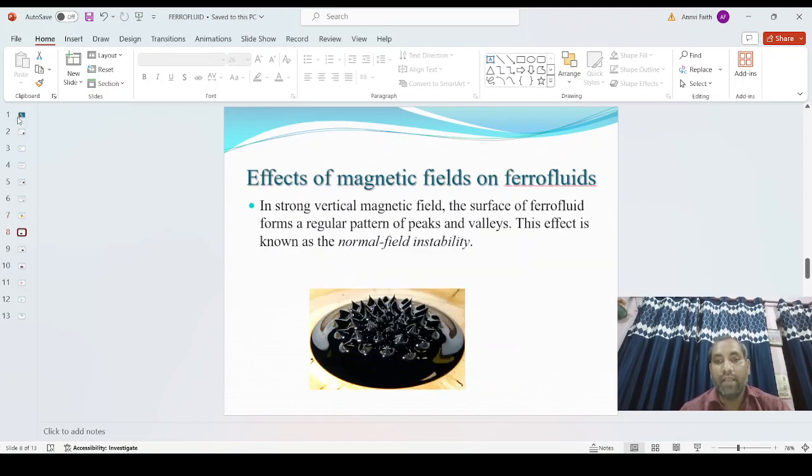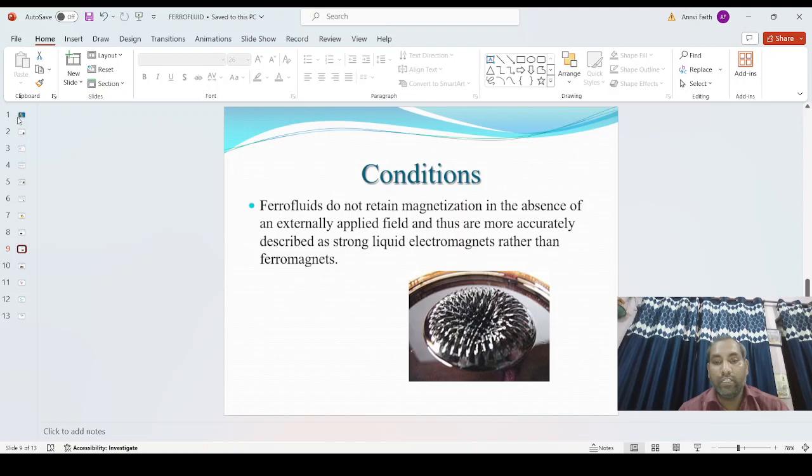So, the effect of magnetic field on ferrofluids, we see here when a ferrofluid is poured over the pole of a magnet. These spikes simply represent the direction of the magnetic field due to the magnet over which this ferrofluid is poured. This effect is known as normal field instability. The ferrofluid does not retain magnetization in the absence of an external applied magnetic field. Thus, they are more accurately described as strong liquid electromagnets rather than ferromagnets.